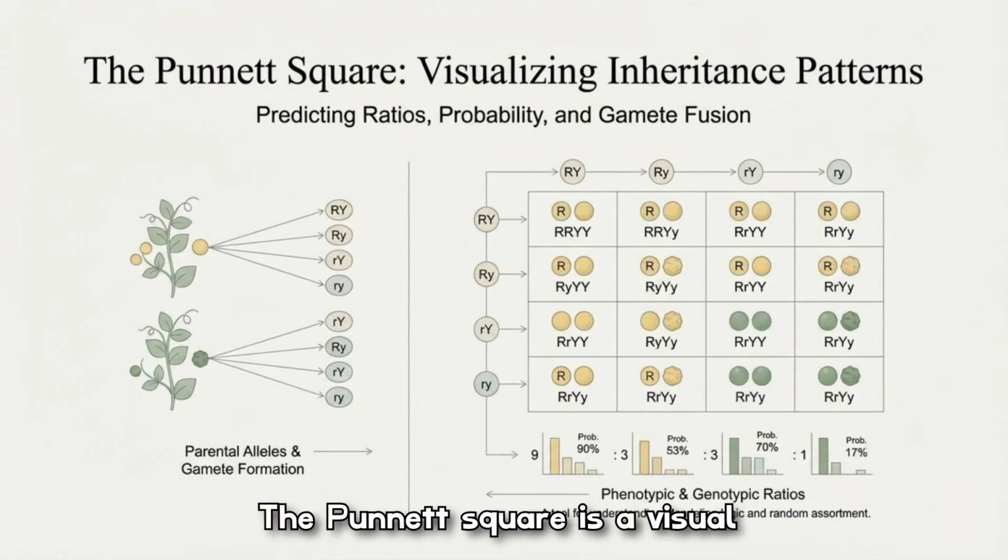The Punnett square is a visual tool for predicting how parental alleles combine and what proportions of offspring genotypes and phenotypes to expect. By laying out possible gametes and their fusions, you can read off probabilities for single or multiple traits, making Mendelian logic and random assortment easy to apply.